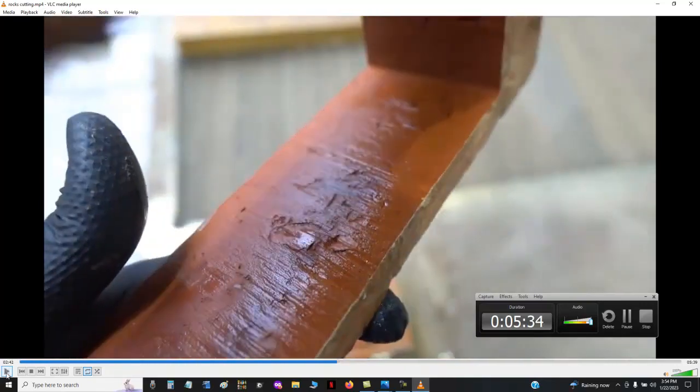I don't have all those images. I should have had them, but I don't have the images that show stone and walls that have these similar markings. But there are images of these similar markings out there. Let's keep playing the video.